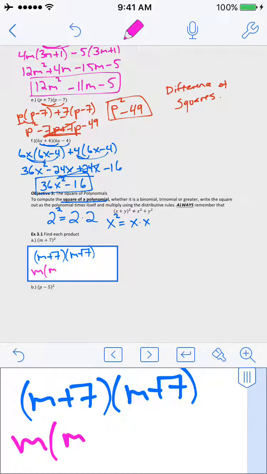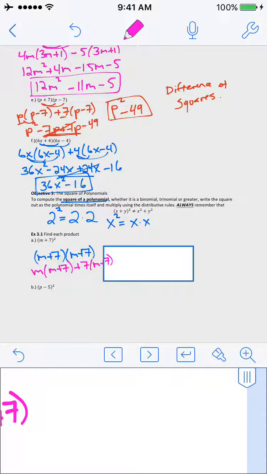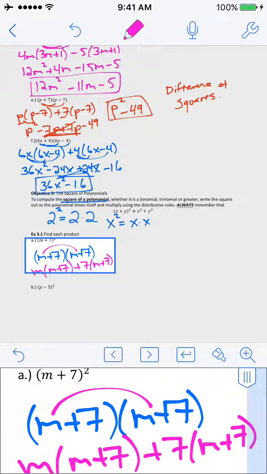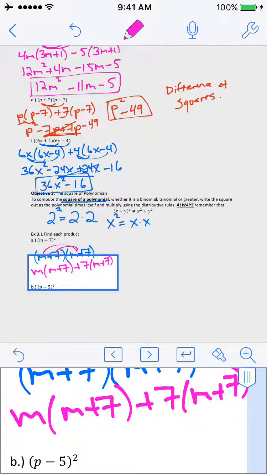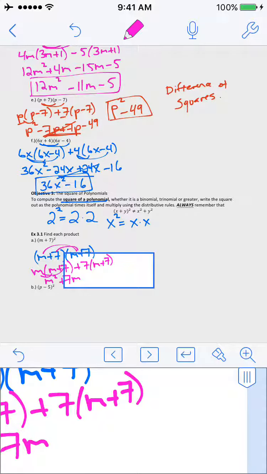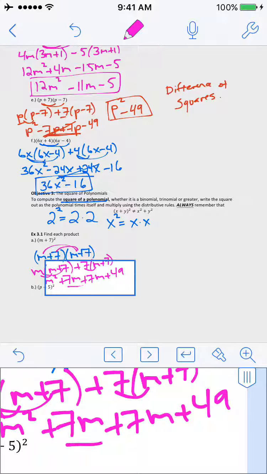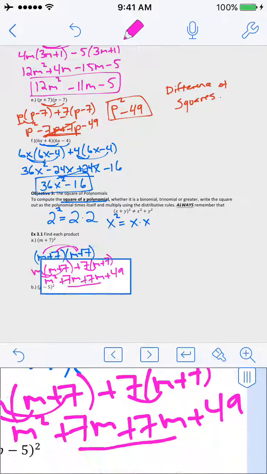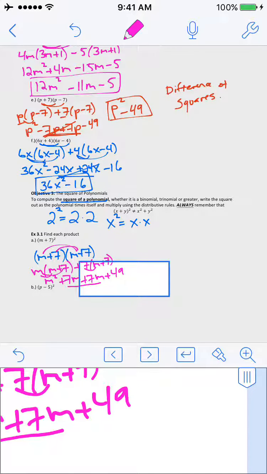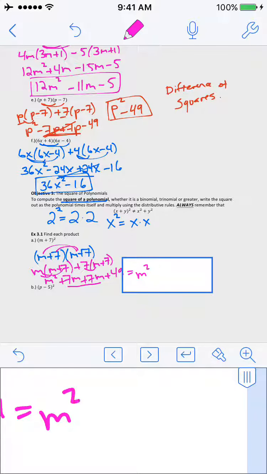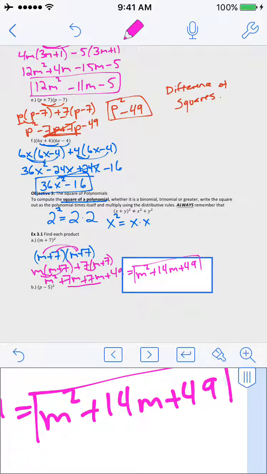We have m times m plus 7 and 7 times m plus 7. So I've distributed this one here and that one there, and now I'll simplify. I get m squared plus 7m and 7m plus 49. Combine like terms. Be careful, I have 2 instances of 7m here, so this is not going to cancel. This is not what we were just talking about with difference of squares. This is just multiplication. So this is m squared plus 14m plus 49, the multiplication of m plus 7 squared.